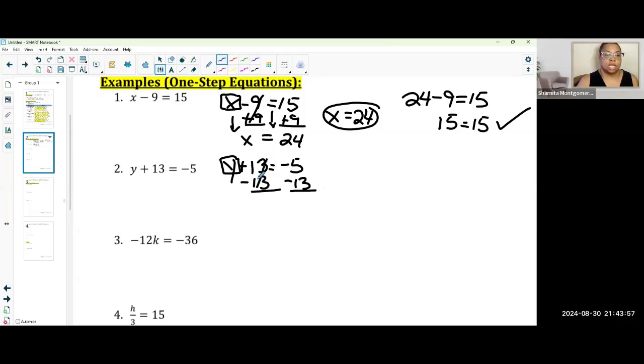So the 13's cancel. On your left, you bring down your y. You bring down your equal sign. And negative 5 minus 13. If you don't know your integer rules, if they have the same sign, which they do, they're both negative, you add the two numbers together. So 5 plus 13 is 18. And then you give it that sign. So since they're both negative, the answer is negative. So y equals negative 18.